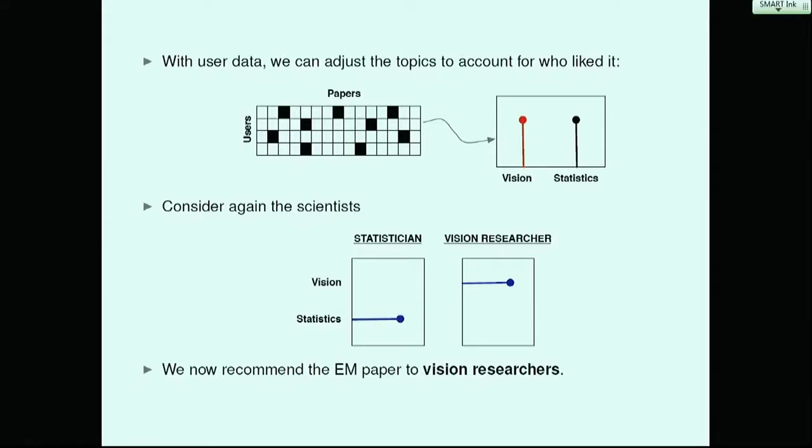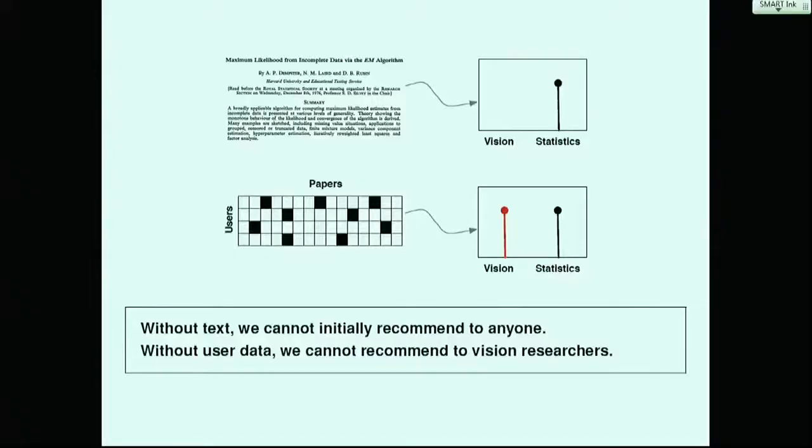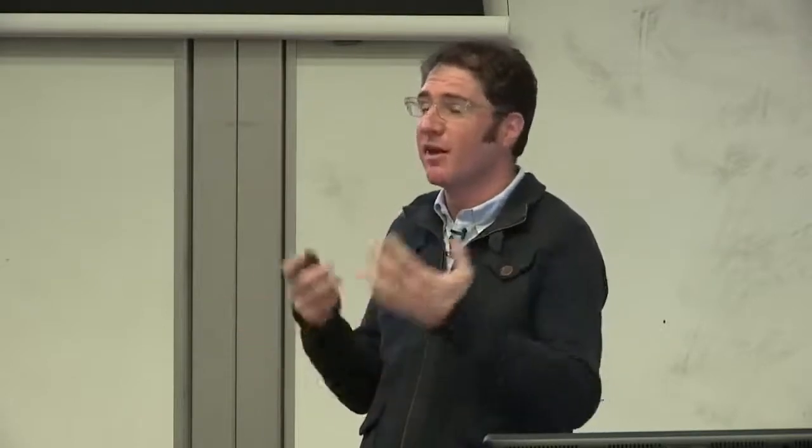And now you consider the scientists again, and you recommend the EM paper to the computer vision researchers. Okay, so the point is, without the text, we wouldn't be able to recommend the EM paper to anyone. Nobody read the EM paper when it first came out in 1977, so we wouldn't know who to hand it to. But without the user data, we would never be able to recommend it to computer vision researchers, because no number of years is going to change this dry, dusty 1977 paper about maximum likelihood from the Annals of Statistics. It's always going to be about statistics. Okay, and so only with the user behavior data can we understand that the EM paper has had an impact beyond statistics and that computer vision researchers are reading it. Okay, so let me show you how we did that with a probability model.